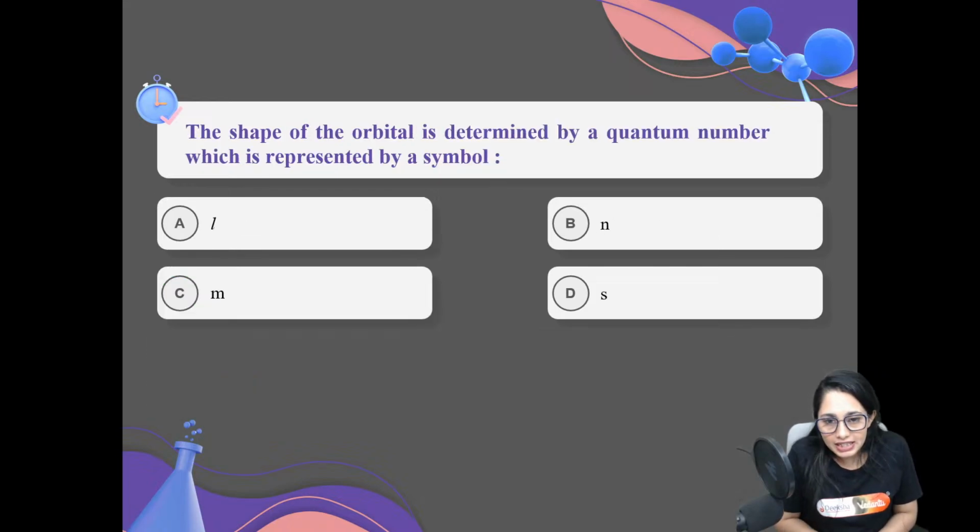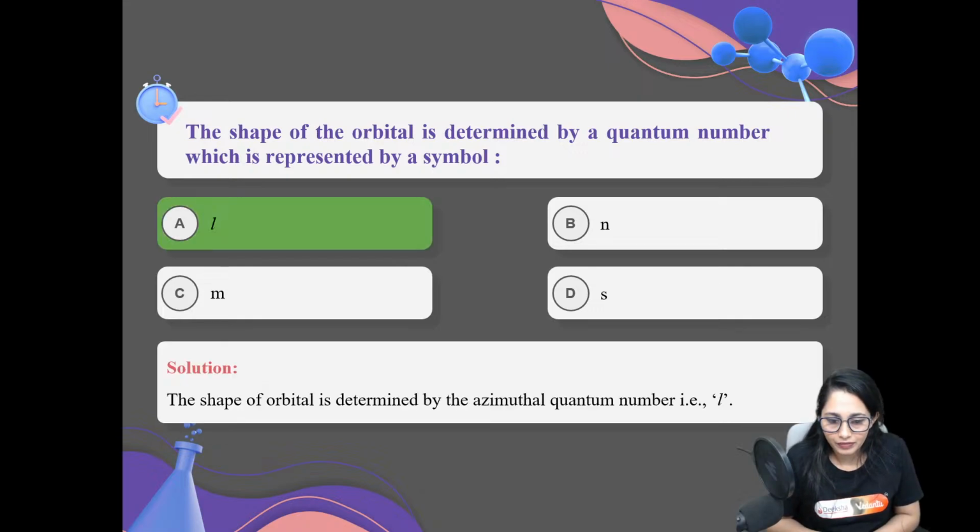The shape of the orbital is determined by a quantum number which is represented by the symbol dash: L, N, M, S. It is L. The shape of the orbital is determined by the azimuthal quantum number. Double dumbbell, spherical, that is given by the value of L. Option A is the right answer.